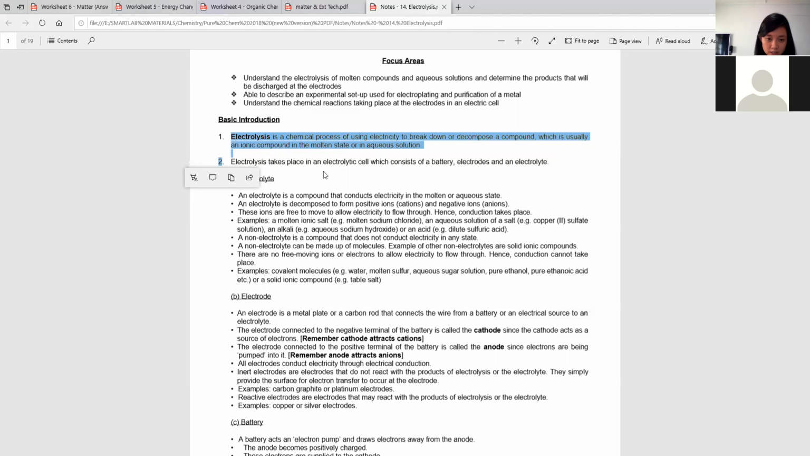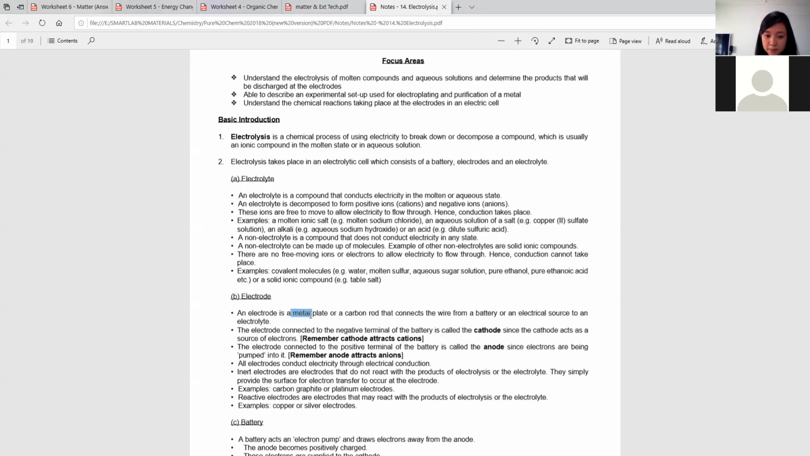Okay, so in the electrolysis setup, you will have an electrolyte. Electrolyte is the compound that will conduct electricity in the molten or the aqueous state. It is also the compound that you are trying to break up. Once it decomposes, you will form cations and anions, and then the ions will be free to move around so that from one end of the electrode to the other end, electricity can flow. Okay, so then the word electrode comes in.